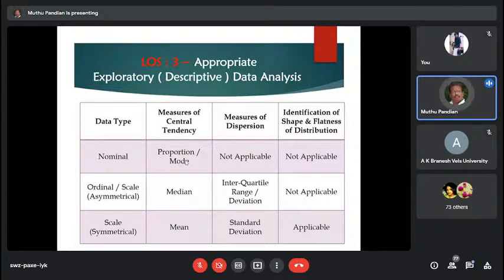When my data is scale data or ordinal data, especially ordinal data, you can take it like that. When my data is ordinal data, I can use the median. The central tendency is the median, and the measure of dispersion is the interquartile range.